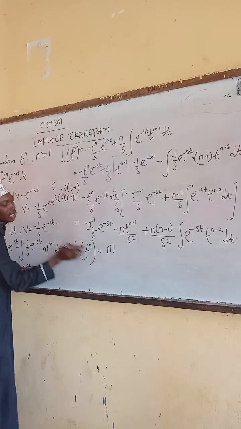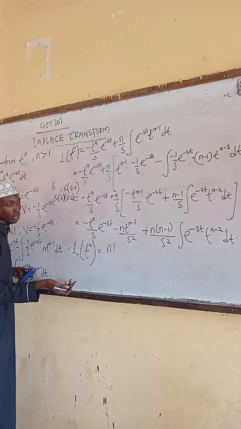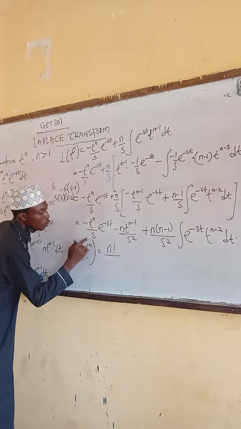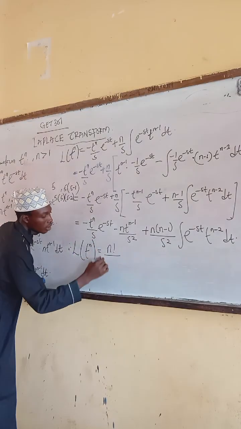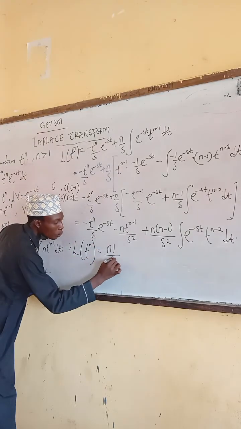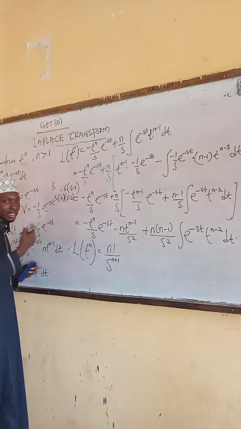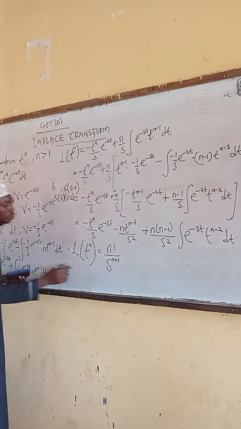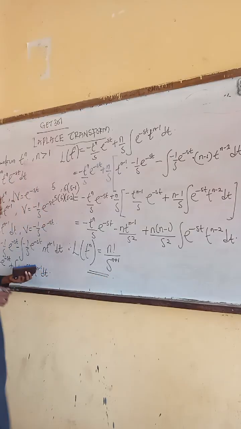So if you look at this, it's n factorial from the permutation and combination over. If you look at this s now, it's going to be s raised to power n plus what? Plus 1. It's now increasing by what? By 1. So that's your Laplace of t raised to power n. So you don't need to continue your integration.